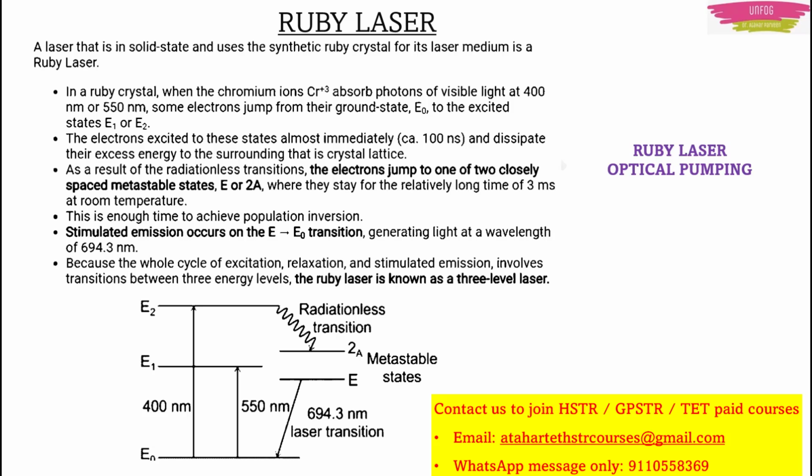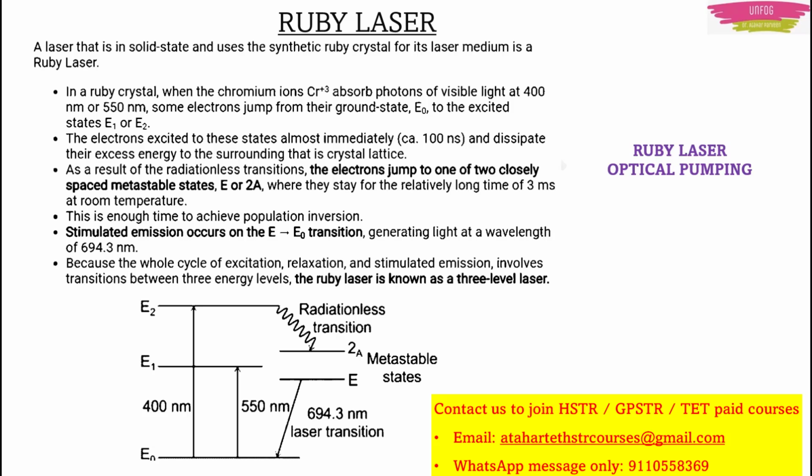Here one more important point is that this ruby crystal which is used in this laser contains chromium ions, Cr3+. These are the ones which absorb photons of visible light of 400 nanometer, or if 500 nanometer is given, they will absorb, and then the electrons will jump from the ground state to the excited state.